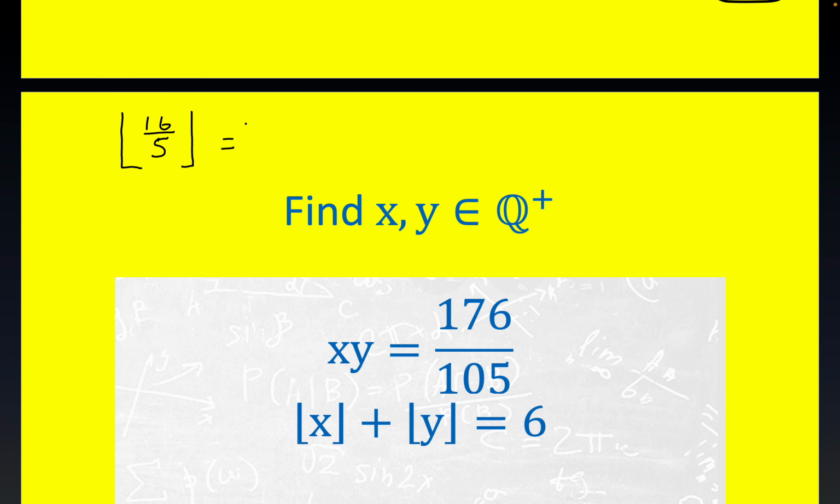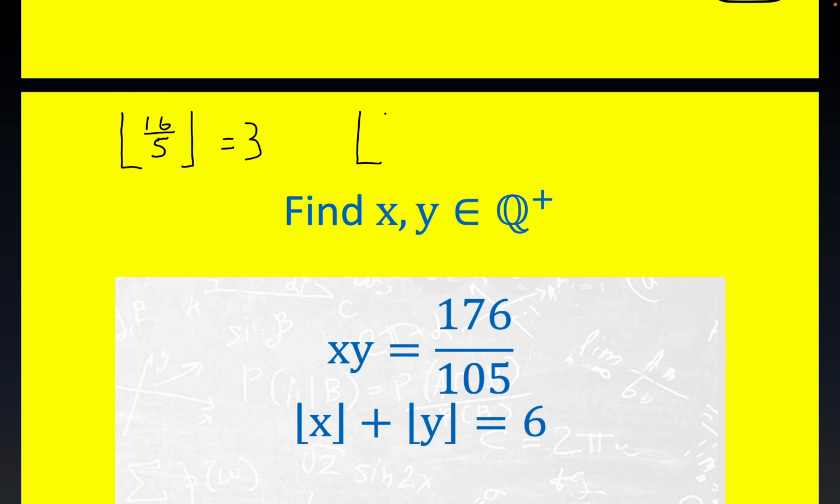This is sometimes called the greatest integer function because it returns the greatest integer that's less than the input. Notice 16 over 5 is 3 1/5, so 3 is the greatest integer that is less than 16 over 5. Now let's do the reciprocal of this for contrast.